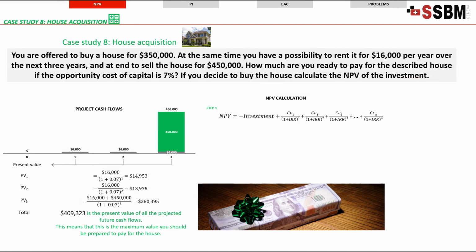So if you calculate the NPV here, NPV is equal to minus investment plus cash flows discounted to today. Step 2, you have your input here, minus $350,000, your cash flows every year, rent, and then you sell the house. And obviously you obtain the same value of NPV, $59,323. So this would be your additional profit. If you pay $350,000 for the house, you will get a profit of $59,323.